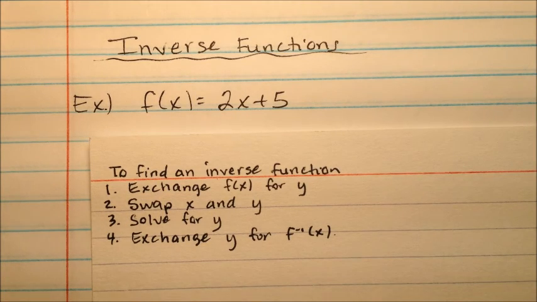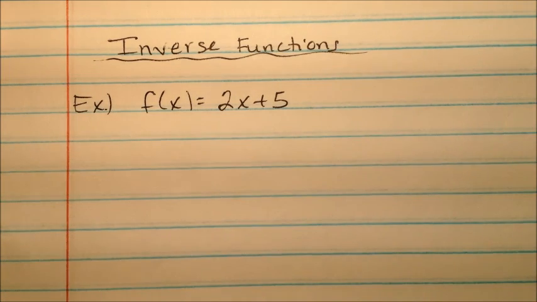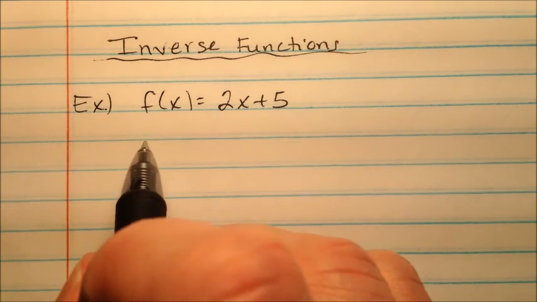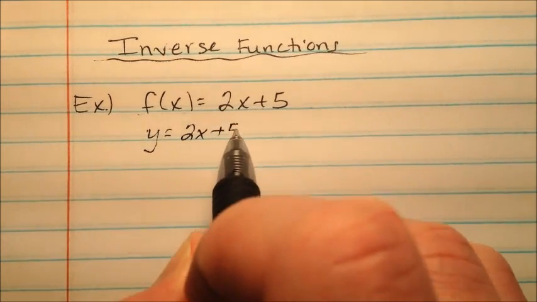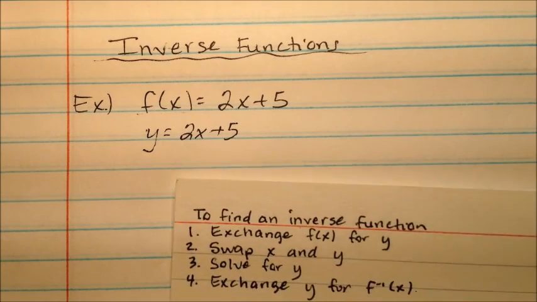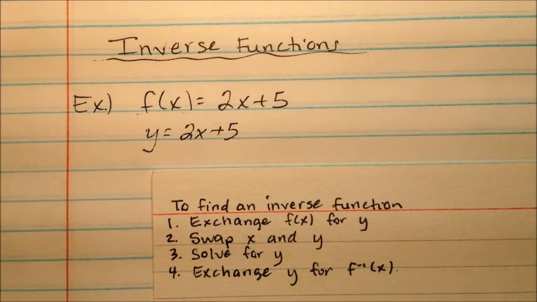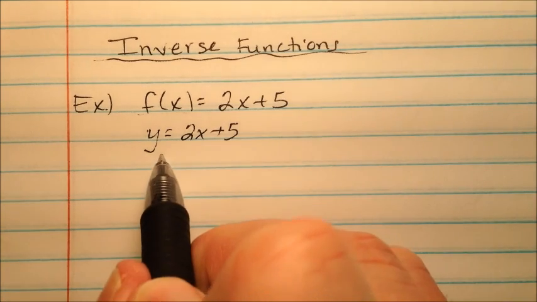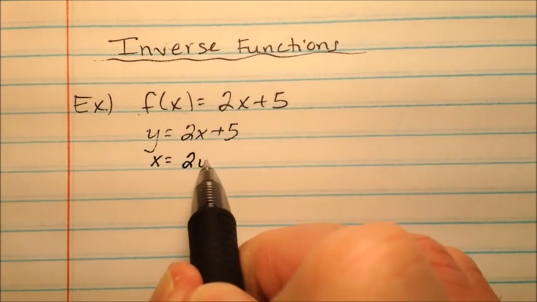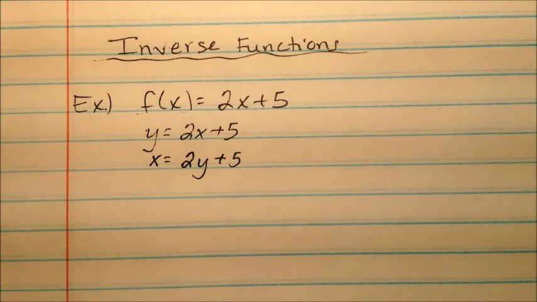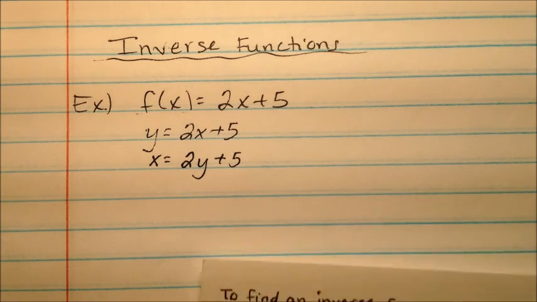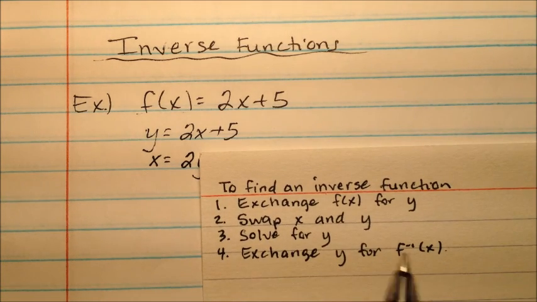So the first function we're going to look at is f of x equals 2x plus 5. So the first step we need to take is to exchange the f of x for y. So instead of f of x, I'm going to put y equals 2x plus 5. Okay, now the second step says to swap x and y. So y becomes x, and x becomes y. And we're going to discuss here in a moment why this has to happen and what happens because this happens. Okay, so the third one is to then solve for y.